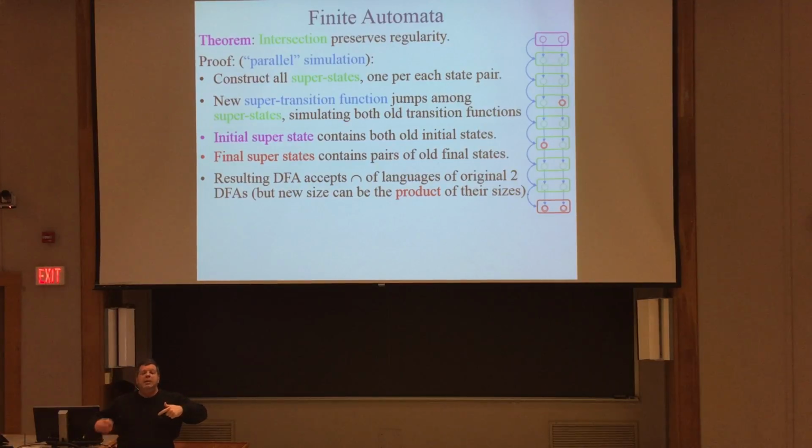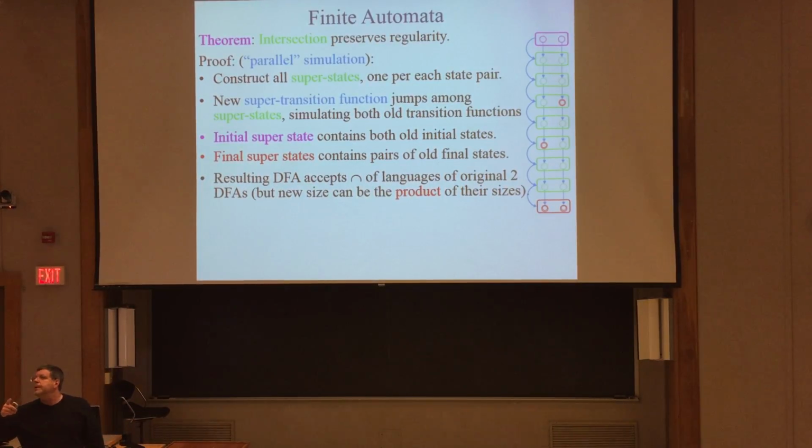So I just want you to know that the number of states in this new machine, this hybrid super machine, will never exceed the product of the two state sets of the two machines respectively. And often it'll be a lot less than that. So that's okay. Questions or comments so far?